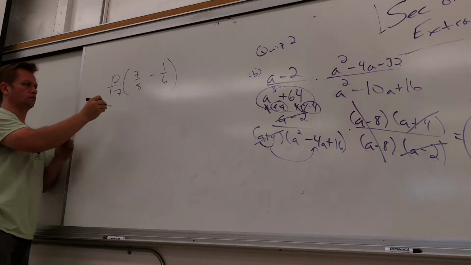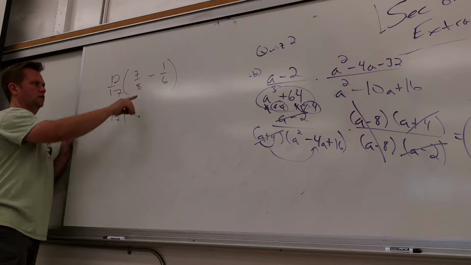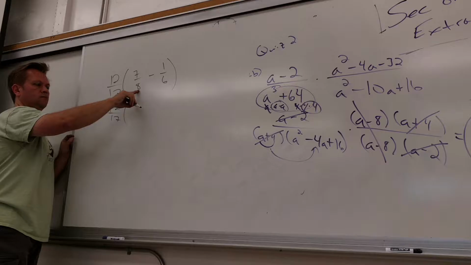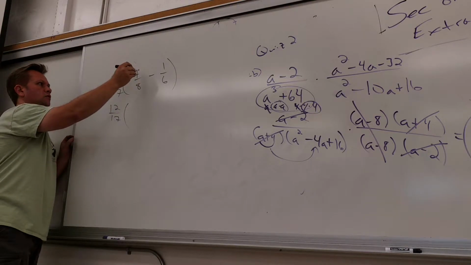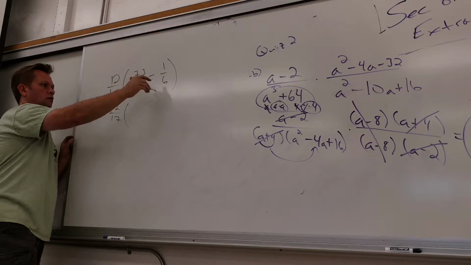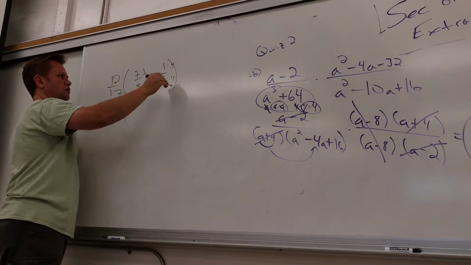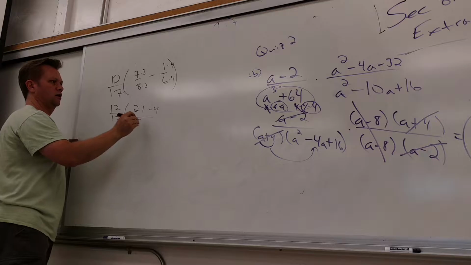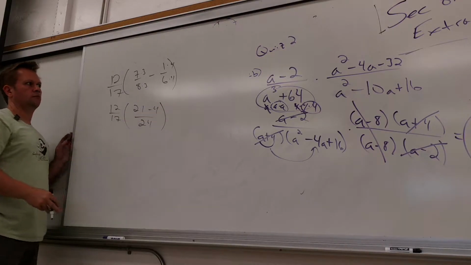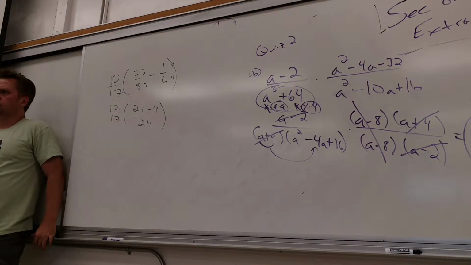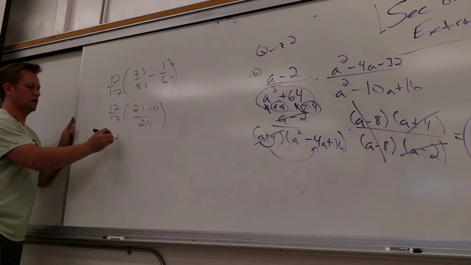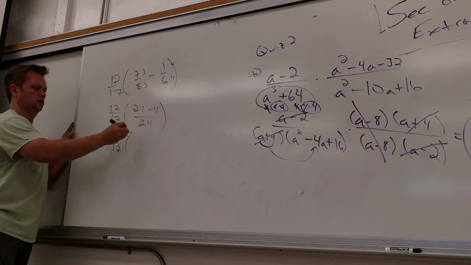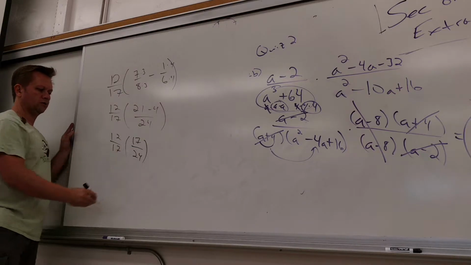So how do you do that? What's this guy need? What's the LCD going to be? 24. So this guy needs 3, and this one needs 4. So that's where I get the 21 minus 4 over 24. Is that cool? So that's the first thing I have on the answer key. So that's 12 17ths times 17 over 24. That was nice, Jeff.